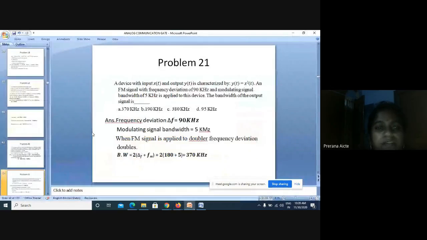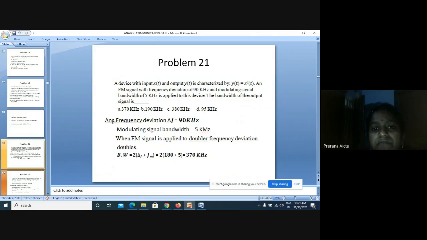Okay, now we'll go with another example. Are you all able to follow this? A device with input x of t and output y of t is characterized by y of t equal to x square of t.